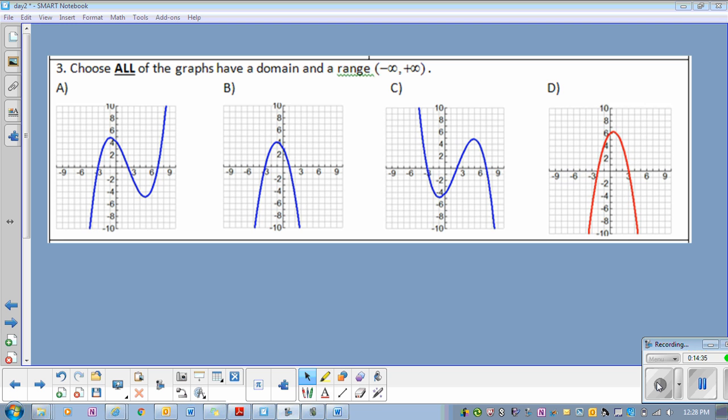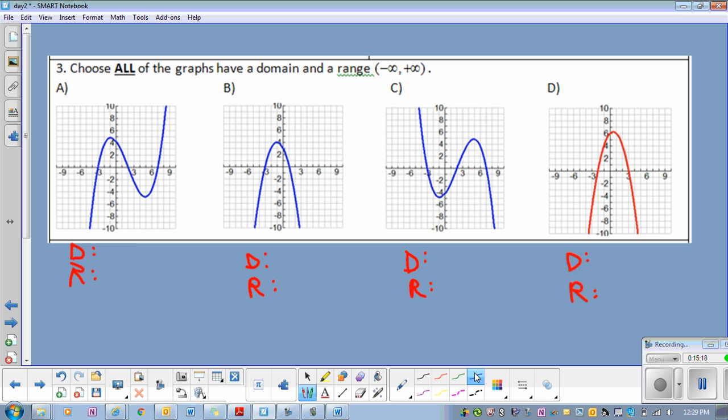So the next problem, choose all of the graphs that have a domain and a range of all real numbers. So let's go through domain, range. Since it says choose all of the graphs that have a domain, that means you could have more than one answer. I'm going to look at this and go, okay, what doesn't have all real numbers? Which one doesn't work?